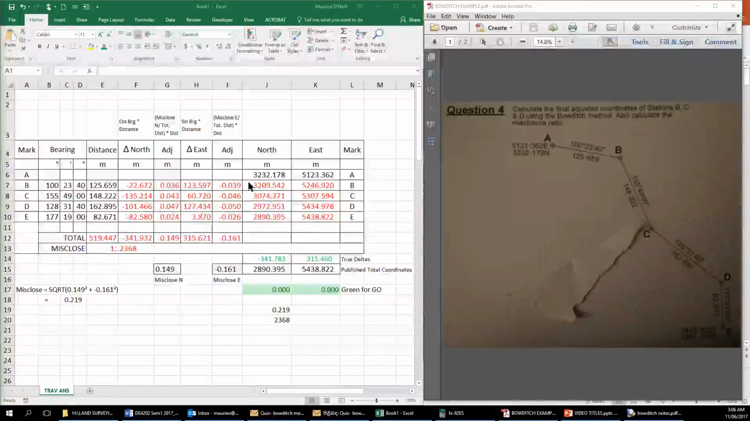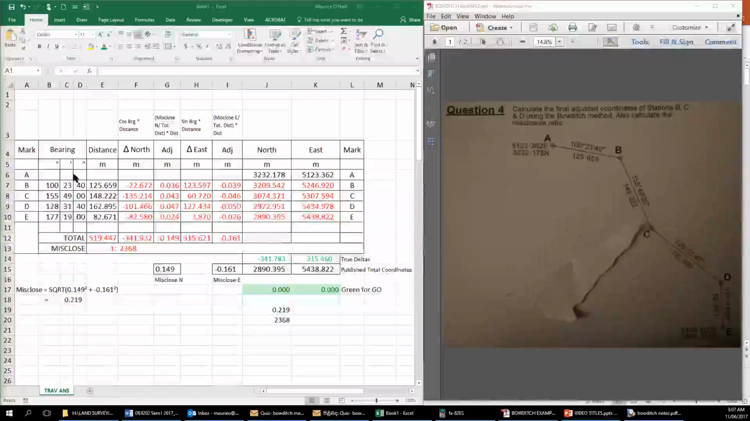So this top row here is always blank. We never write in there, just the coordinate of A. So we go A to B, which is 100 degrees 23 minutes 40 seconds and 125.659. We must make sure that it's going in the right direction. So this is our north up here, so 100 degrees is in that direction. Next we put in our second bearing, B to C, 155 degrees 49 minutes, and that's 148.222, and that's written in here.